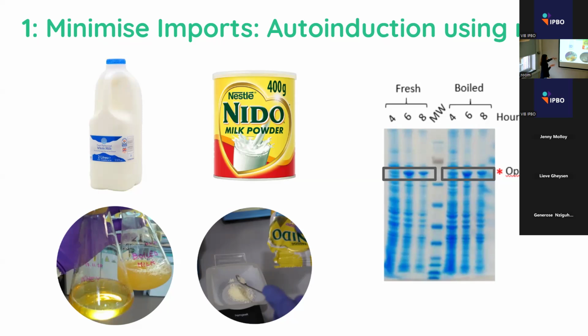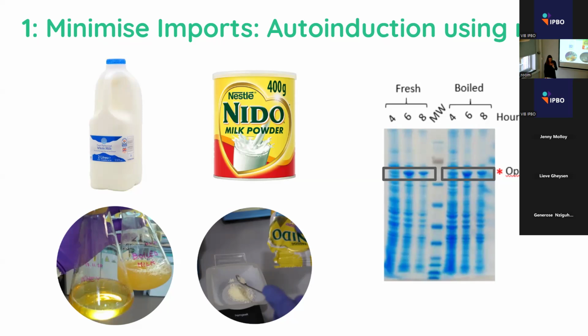The point is that we originally tried using fresh milk and whey, and then we tried milk powder, and everything works. So you can get a nice amount. This is on an SDS-PAGE gel, Open Vent, which is a DNA polymerase used for PCR. You can see a nice big fat band. So we have protein, and it's working great.